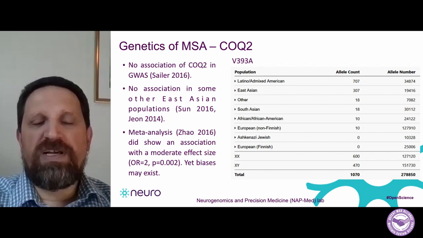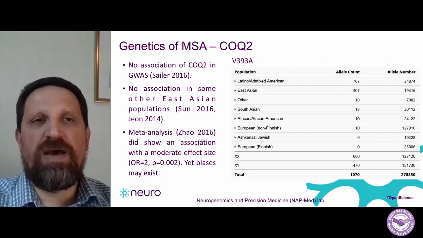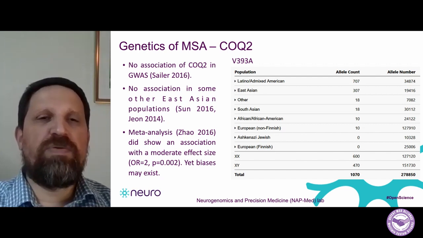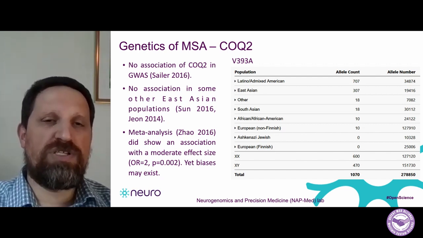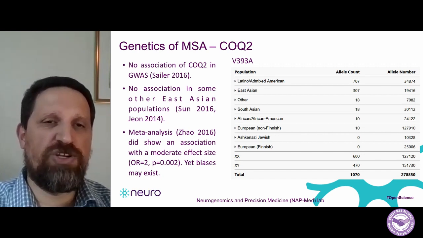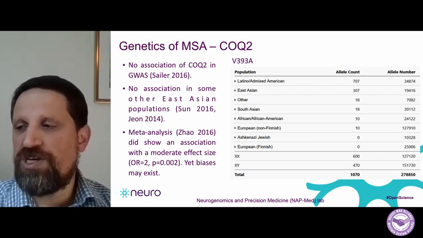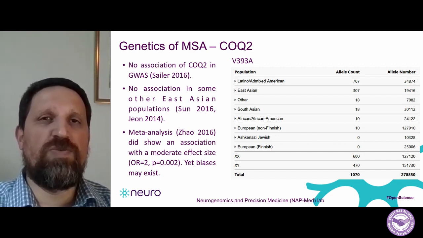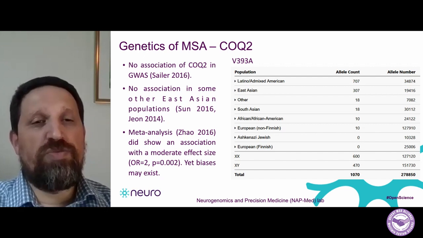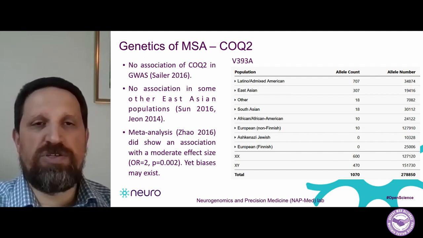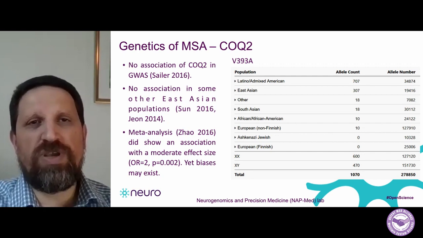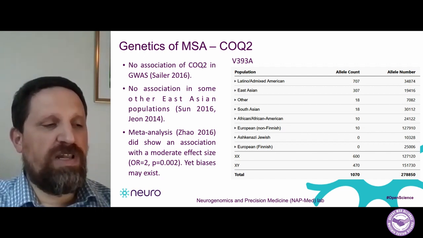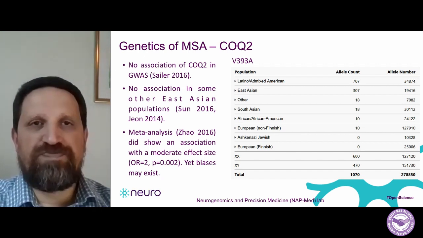But there could be biases here. The main bias that typically happens when you do a meta-analysis, when you combine results from multiple studies, is that people tend to publish studies that are positive. When they find an association, they tend to publish it, and sometimes if they don't find an association, they don't publish it. So when you do a meta-analysis, you only analyze what was published, and there could be a bias of the positive papers that were published. So we need to keep this in mind. And here too, the role of this gene is still unclear in MSA.